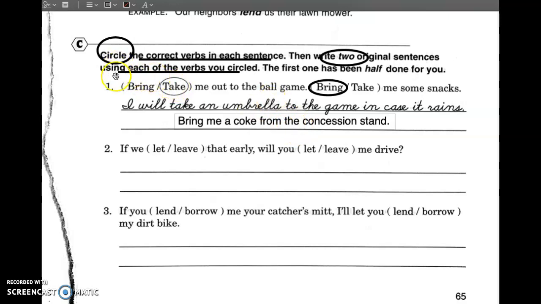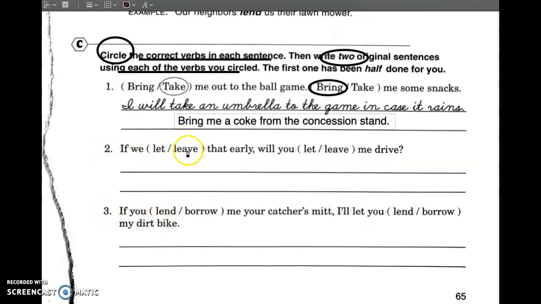So, notice in this one, it says write 2 original sentences for each of the verbs you circled. In the first one, they only did one. They needed you to do another one. So in this one, for number 2, you're writing your first sentence on this line after you decide which verb to use, and then you're writing your second one on this line after you decide which verb to use. You're writing 2 sentences for each one of these numbers, for each one of these activities.